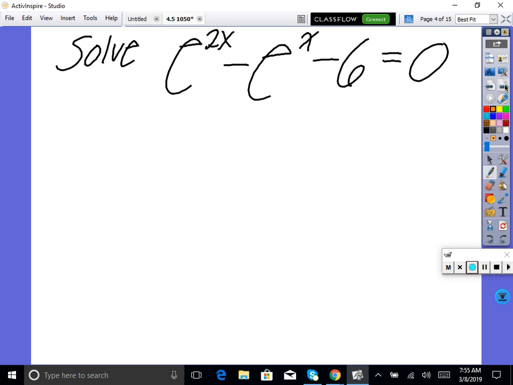e to the 2x minus e to the x minus 6 equals 0. e to the 2x minus e to the x are not like terms. That's like an x squared minus x. We can't put them together. Any ideas of how we would maybe look at rewriting this to solve it in a better, easier way?